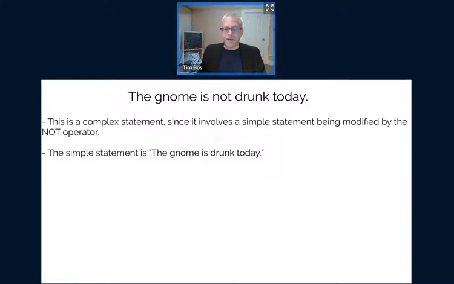The simple statement is the gnome is drunk today, right? Because, again, simple statements are statements without any of those four operators. So without if then, without and, without or, without not. So if we look at the gnome is not drunk today, that statement is a complex statement because there's a simple statement and an operator, right? The not operator. So the simple statement, you simply subtract the operator out of it. What are you left with? The gnome is drunk today, right?